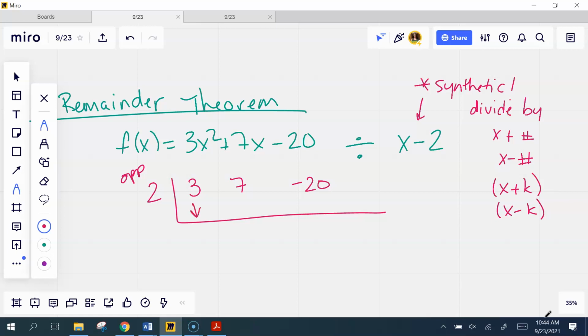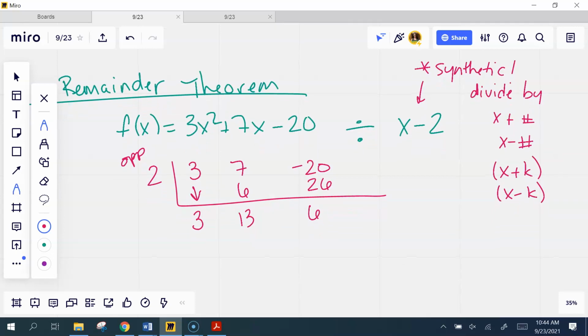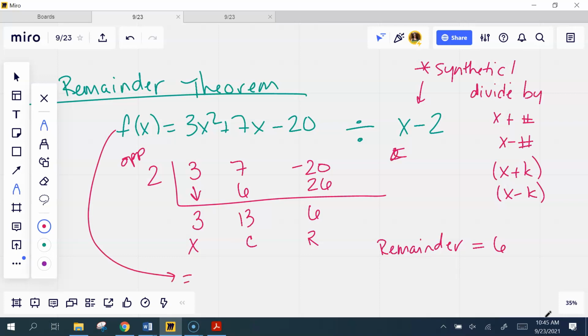You drop it, multiply and add, multiply and add. It goes remainder, constant, x, and then we would keep moving up. So this division problem here would equal 3x plus 13 plus 6 over x minus 2.